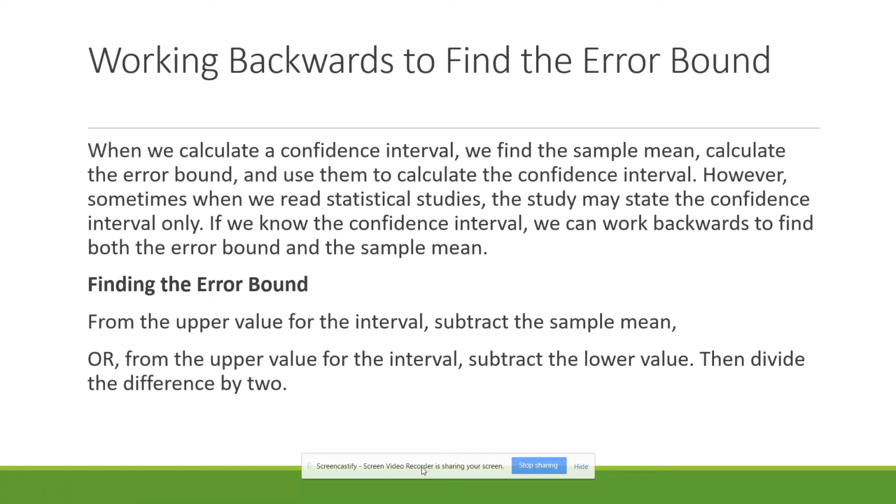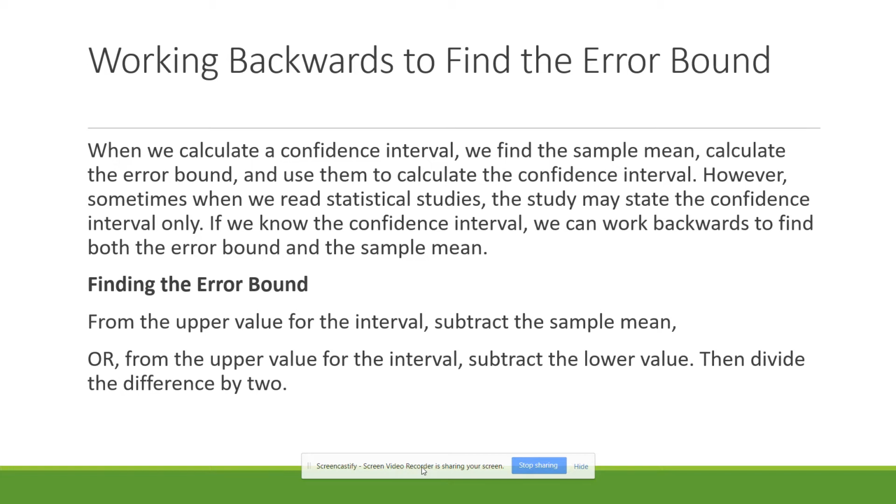So we can work backwards to find the error bound. When you're calculating a confidence interval, remember you have the sample mean and you calculated the error bound, which you use to get the confidence interval. Well, sometimes you'll read statistical studies and they'll only give you the confidence interval. So what you can do is work backwards to find the error bound and the sample mean.